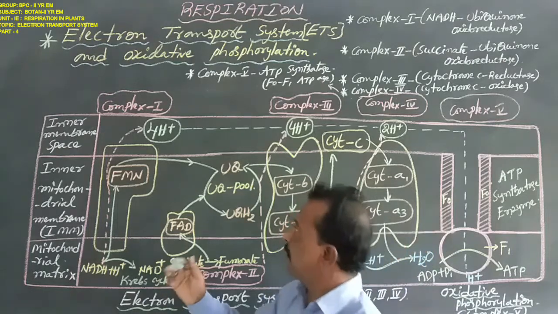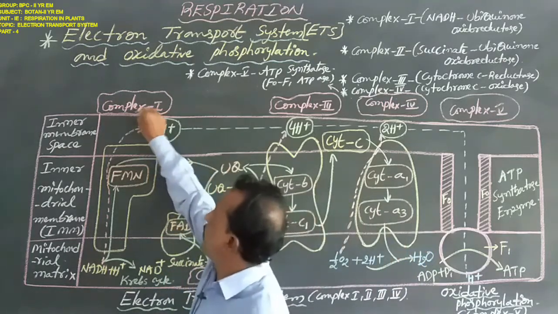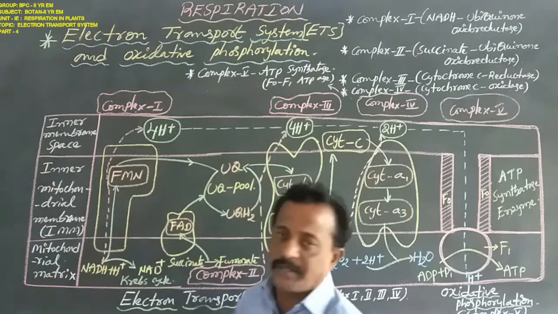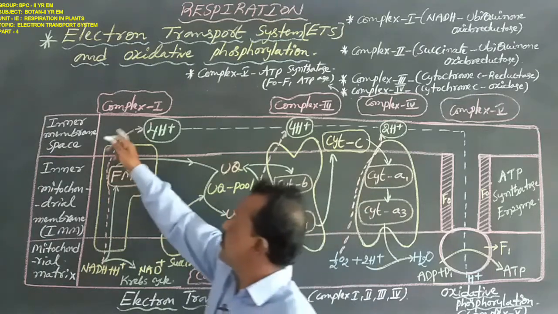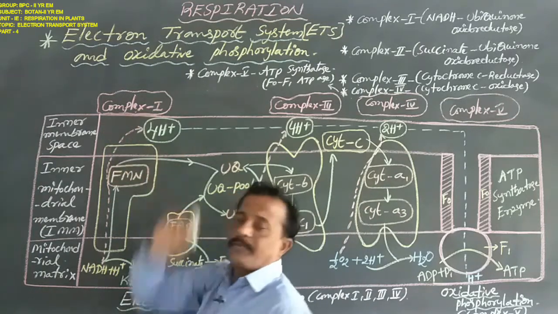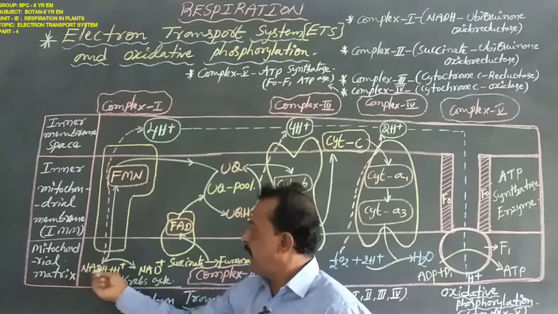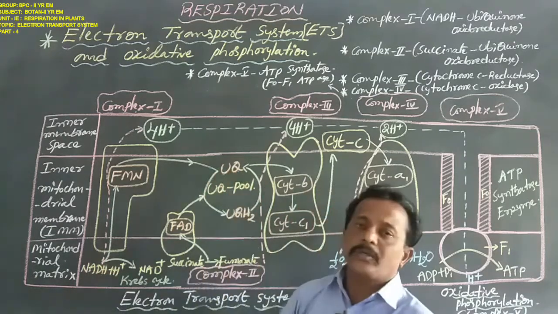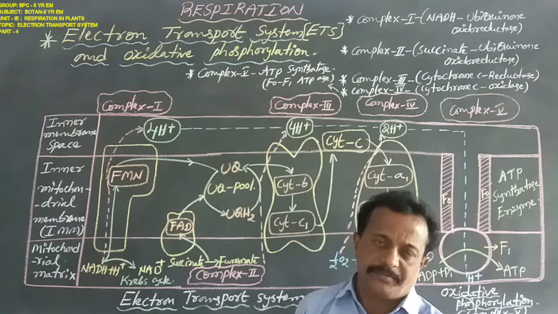Now first we will discuss complex 1. This is complex 1. So dear students, complex 1 contains the NADH ubiquinone oxidoreductase enzyme.